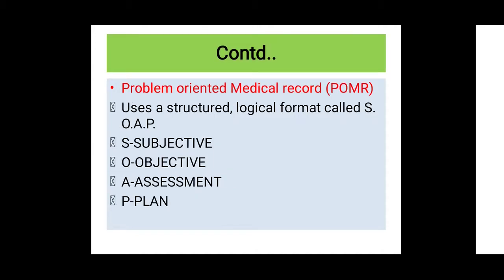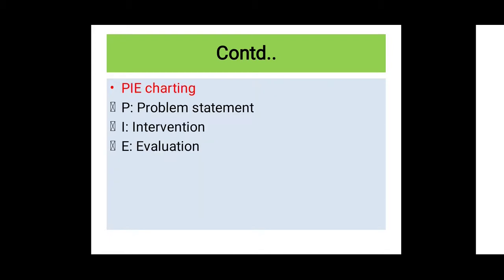Problem-oriented medical record. They use the format SOAP. S means subjective. That is whatever the patient tells, and objective means whatever you observe in the patient. And assessment. Assessment should be made based on the data obtained from the patient, and P means plan. So after making the assessment, plan the intervention which you are going to give to the patient.